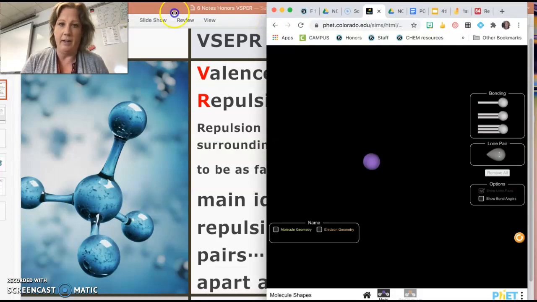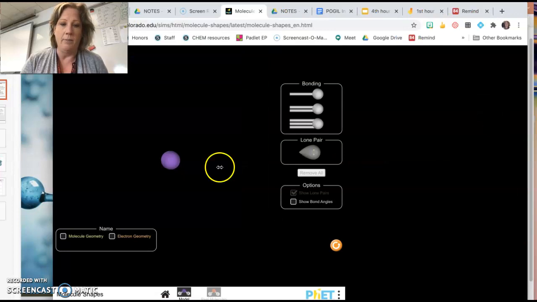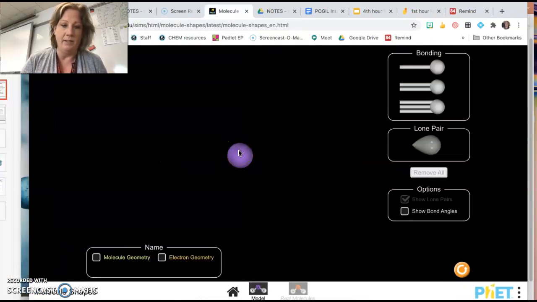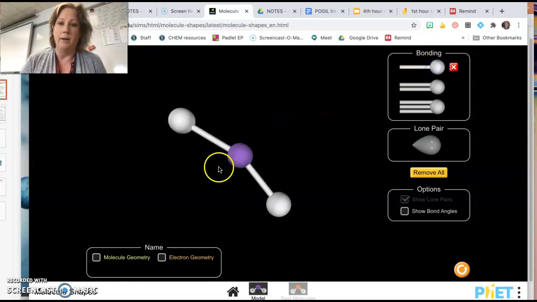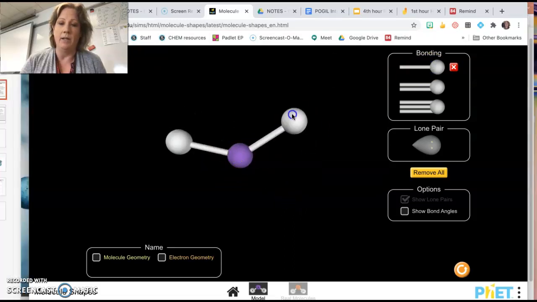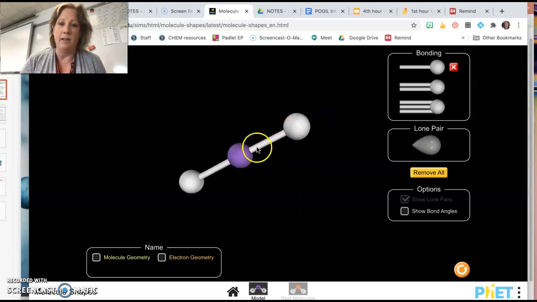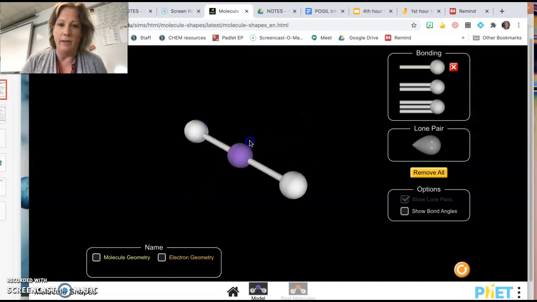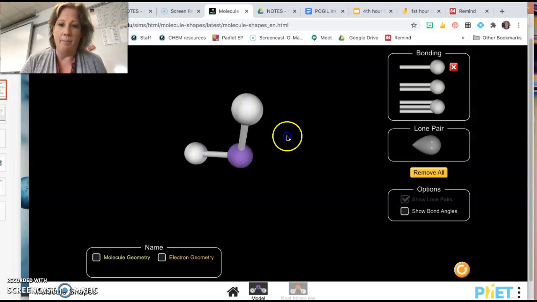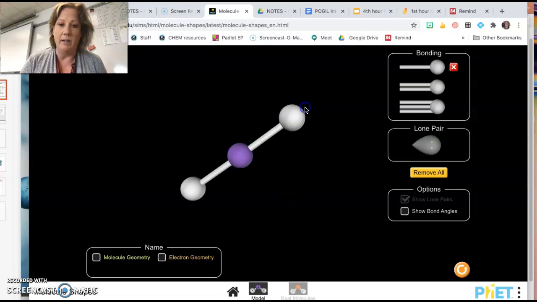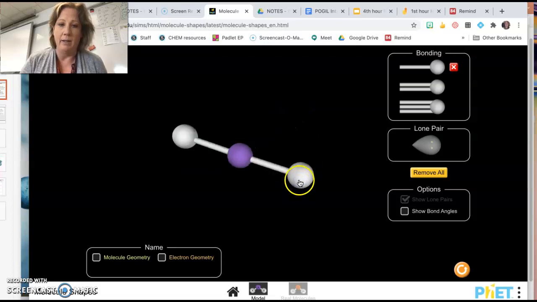So there's a simulation that's really good. The purple is like the central atom. If I add just one atom, it's not that exciting. They're just going to be 180 degrees apart. Another, same thing. The stick part here is a pair of electrons, a single covalent bond. If I try to bend those electrons towards one another, it always kind of bends back.